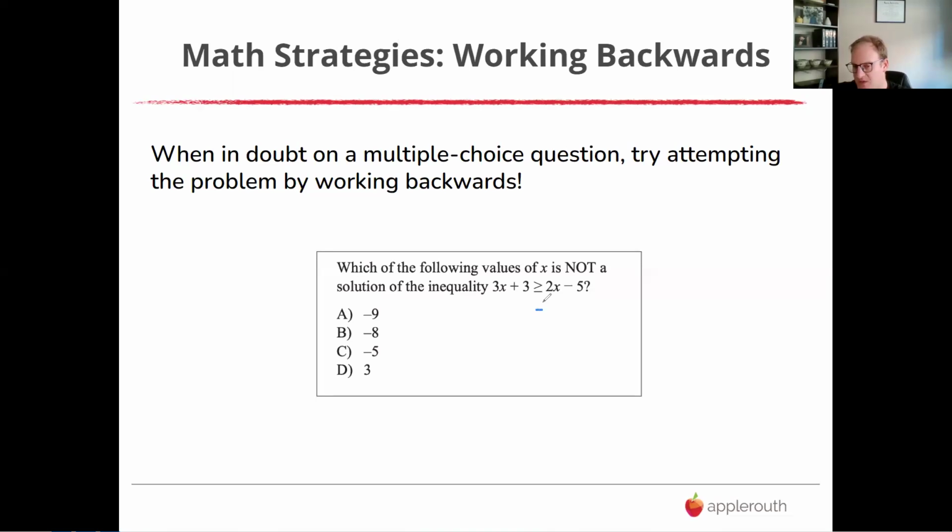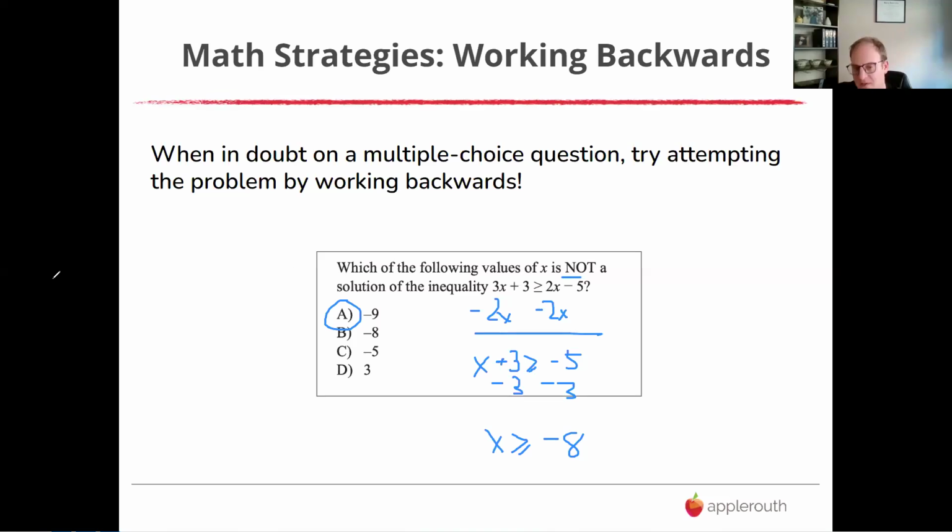To be honest, the way I would solve this question is treat it like an equation. So subtract 2x on both sides. And then subtract 3 on both sides. And you get x is greater than or equal to -8. The only one of these that is not a solution to that would be -9, because that's less than -8.